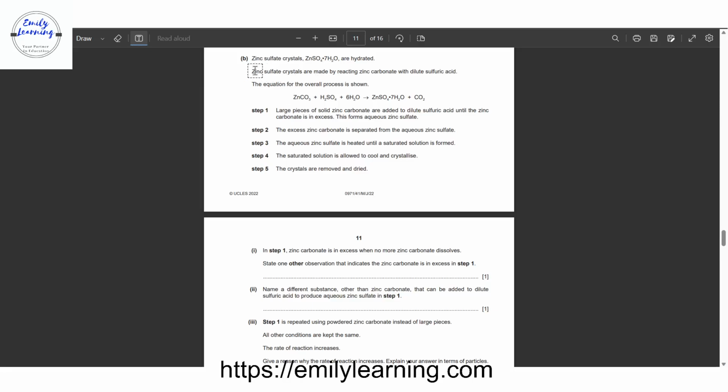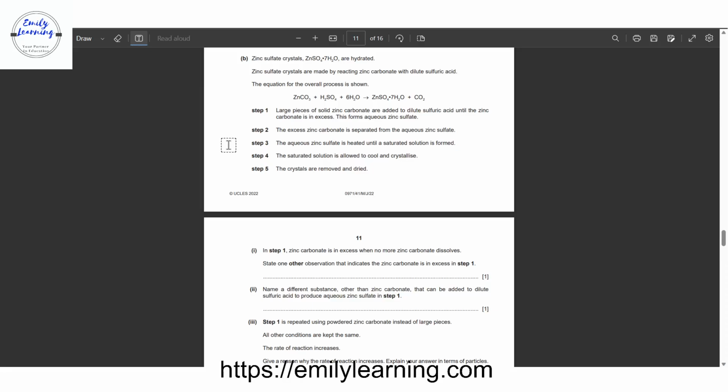So ZnSO4 or zinc sulfate crystals are made by reacting zinc carbonate with dilute sulfuric acid. So this is the overall process. So zinc carbonate plus H2SO4 plus 6H2O, you get this. Okay, so you'll get carbon dioxide and salt plus water. Okay, so this is basically your acid base reaction chapter.